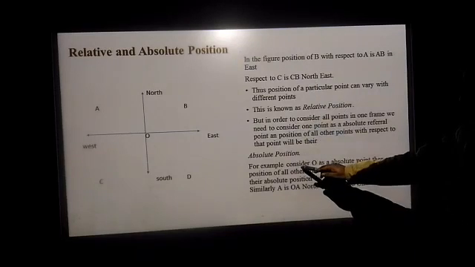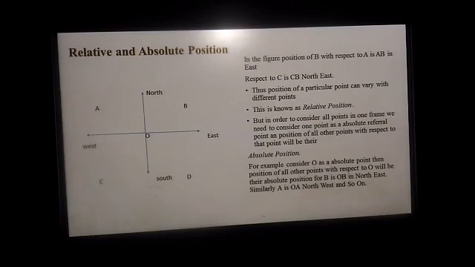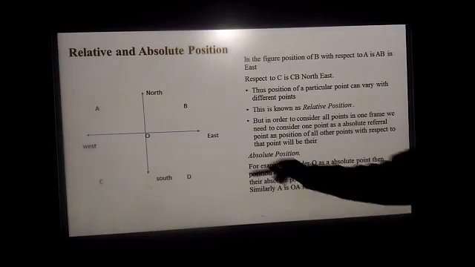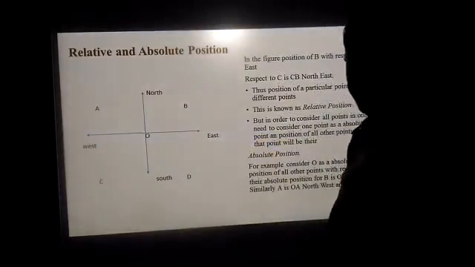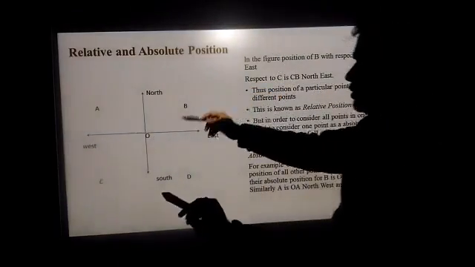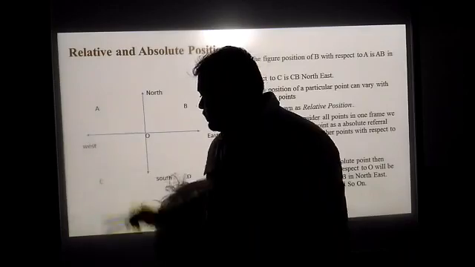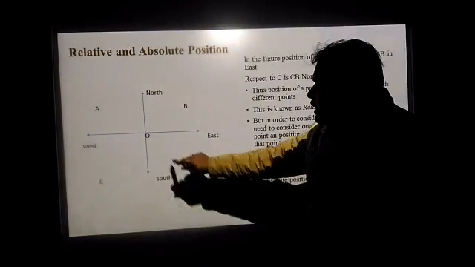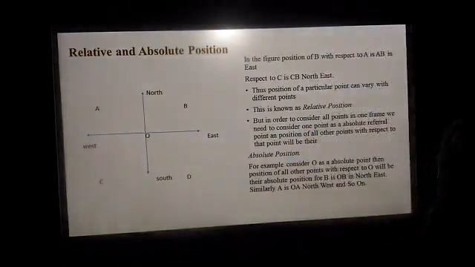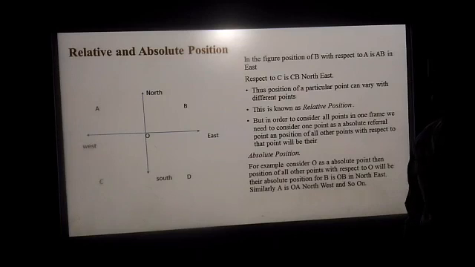For example, consider O as the absolute point. Then the position of all other points with respect to O will be their absolute position. For B, it is OB in the northeast direction. For A, from O, it will be the northwest direction. For D, it is in the southeast direction. These are termed absolute and relative position.